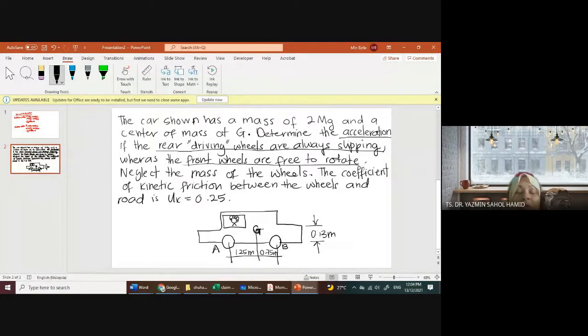Kalau front wheel free to rotate, maksudnya A ni boleh rotate. And then wheel belakang ni always slipping. Okay. Slipping, you faham tak apa maksud slipping? Dia licin lah. Okay. Alright. So neglect the mass of the wheel. The coefficient of kinetic friction between the wheel and the road is mu_k adalah 0.25. Okay, now so kita first need to draw the correct free body diagram lah.